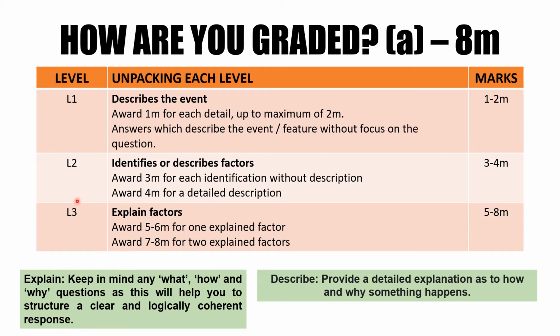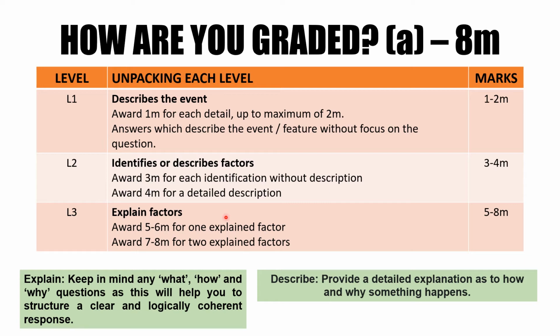Now for level 2, if a student is able to identify or describe the factors, now because this is 8 marks, definitely you would have to give 2 factors or 2 examples. Now 4 marks is given when you are able to give a detailed description of either one particular factor, or 2 factors, but not really well described or not really well explained.